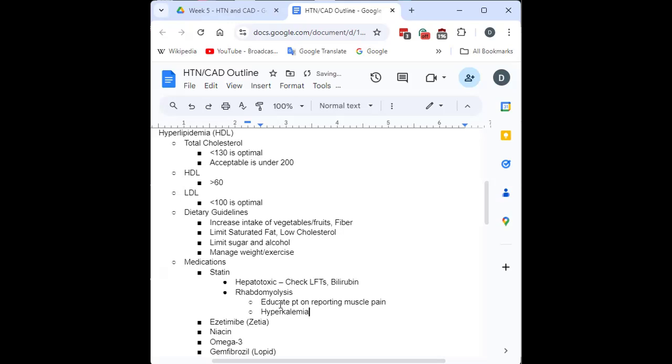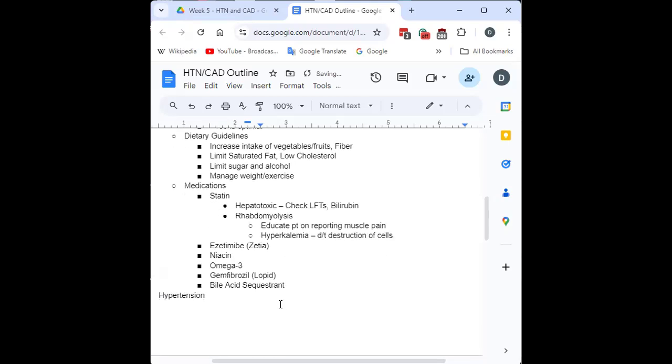So the reason for that is this is a breakdown of your muscle cells. Remember that your cells have potassium in them, so when they burst, they release a lot of potassium, and it can cause a shift of potassium. So you can get hyperkalemia, and then that can affect your heart. That's where that connection comes in. Whenever you think about cell lysing, that's something that can happen.